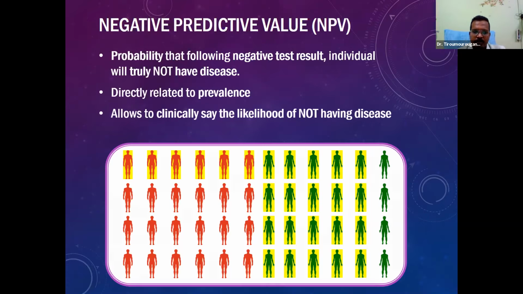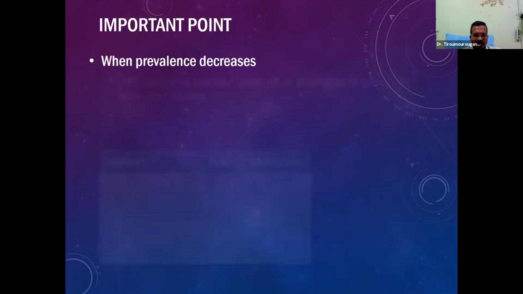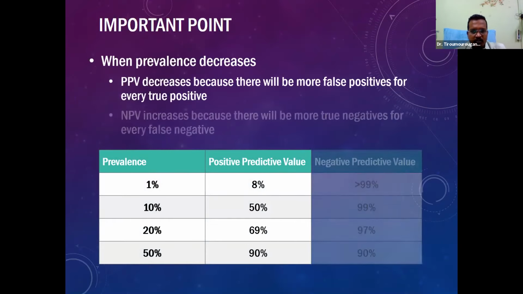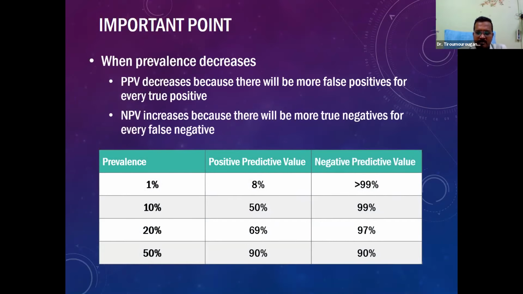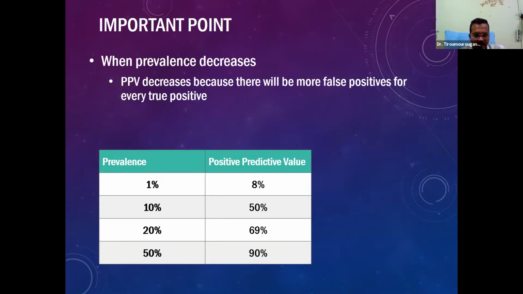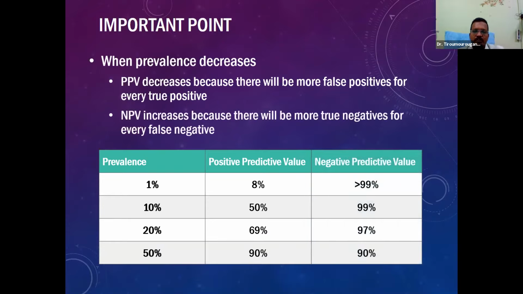So, to put it in a nutshell, whenever the prevalence decreases, the positive predictive value of any test goes down. As you can see here, for a prevalence of 1%, the positive predictive value can be as low as 8%, whereas for the same test with a prevalence of 50% it can go up to 90%, whereas the reverse happens with negative predictive value.